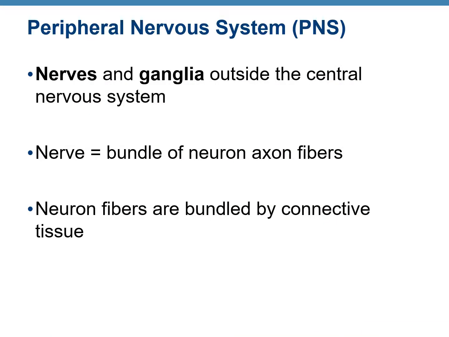Now we are going to learn about the peripheral nervous system, PNS. Two important terms in the PNS are nerve and ganglion. So a nerve is a bundle of axon fibers in the PNS. In the CNS, it is called a tract. These nerves are covered or protected by connective tissue coverings.